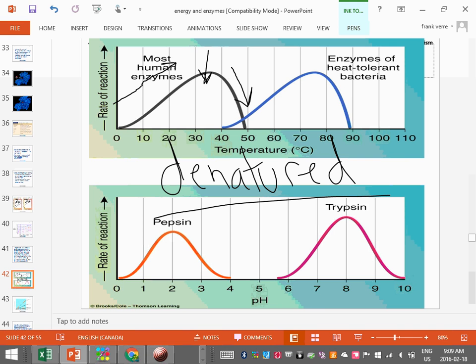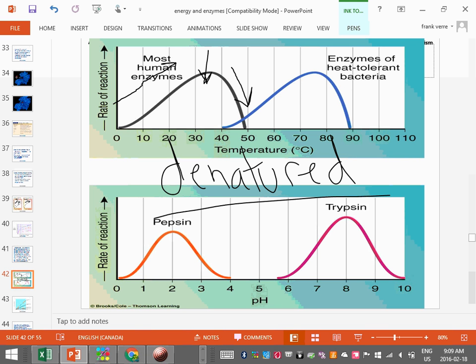What do you notice about the optimal temperature of this enzyme? Where does this sit? What temperature here? Yeah, it's like 35, 36, 37. You think that's a coincidence? What's the average human body temperature? 36, 37, right? It's not a coincidence, okay?